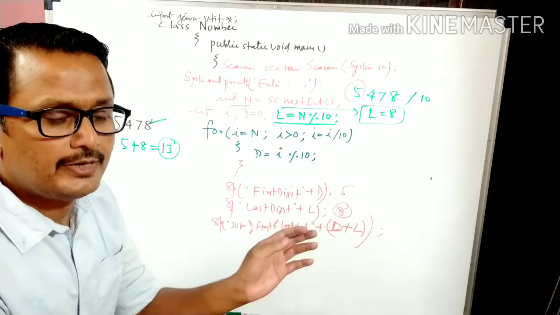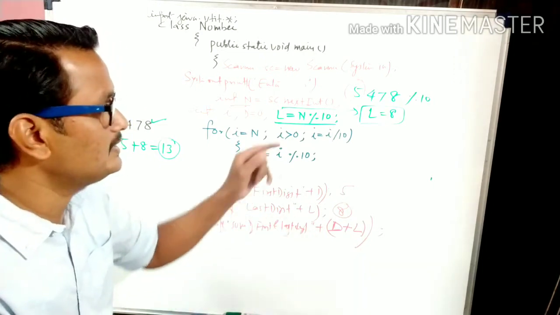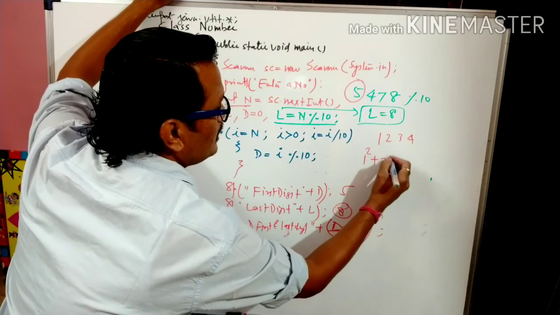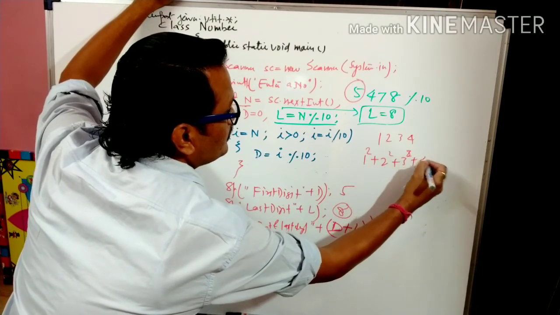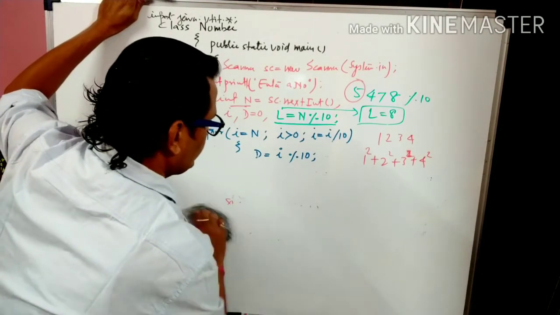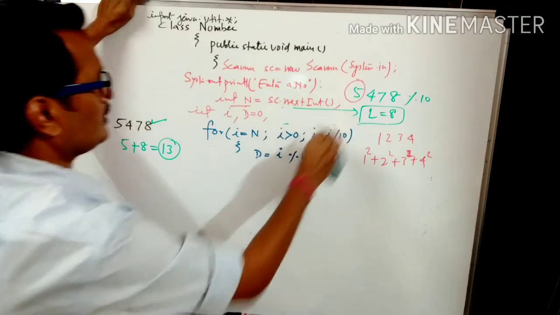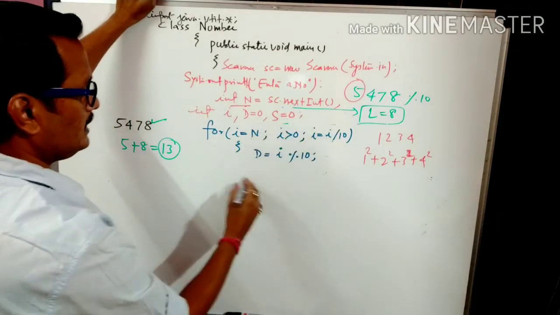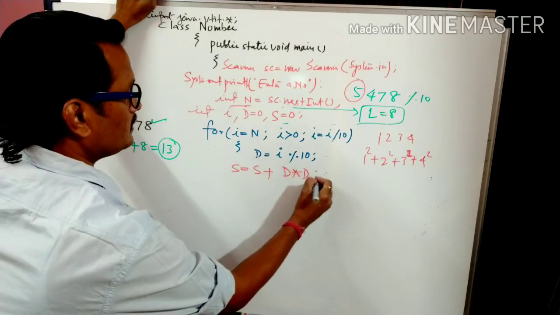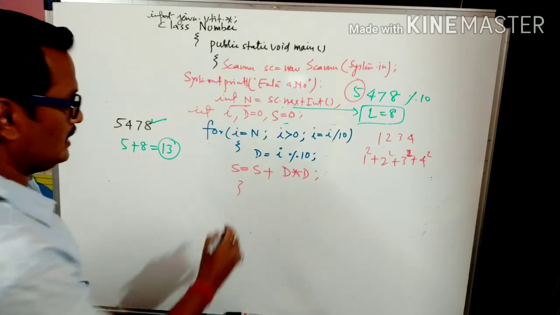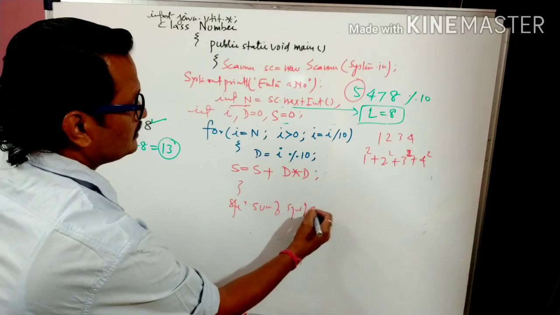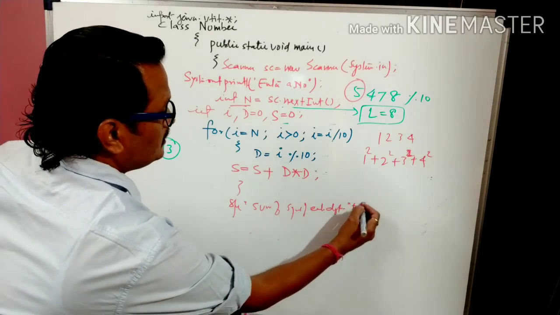Suppose input a number and print addition of square of each digit. Addition of square of each digit. Suppose number is 1234. 1 square plus 2 square plus 3 square plus 4 square. Addition of square of each digit. What we will do here? We'll take a variable s is equal to sum equal to 0, and here you write s is equal to s plus square. How? d into d. That's all. Finished. And outside of the loop, you write sum of square of each digit is equal to s.